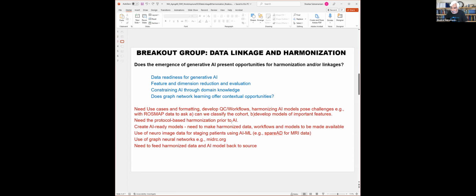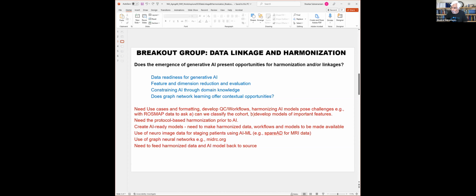The second point was, does the emergence of AI present opportunities for harmonization and linkages? Our questions that we started thinking about were data readiness for AI, feature and dimension reduction and evaluation, constraining AI through domain knowledge, and thinking of using graph networks for learning contextual opportunities. So the recommendations that came out at this point were: need use cases and formatting, workflows, QCs. Harmonizing data models poses challenges. For example, we thought of specific examples like cross-mapping data.